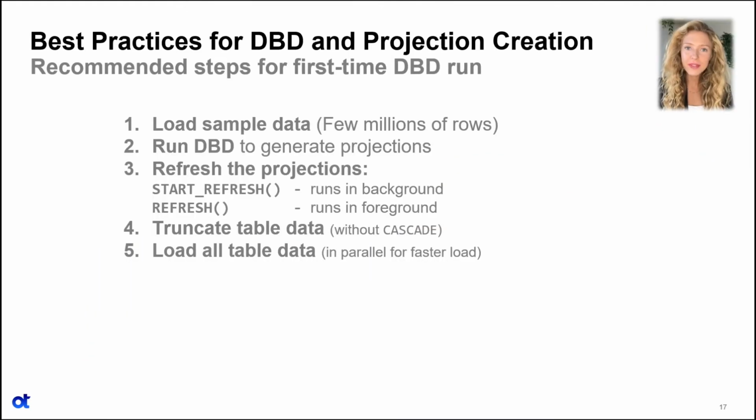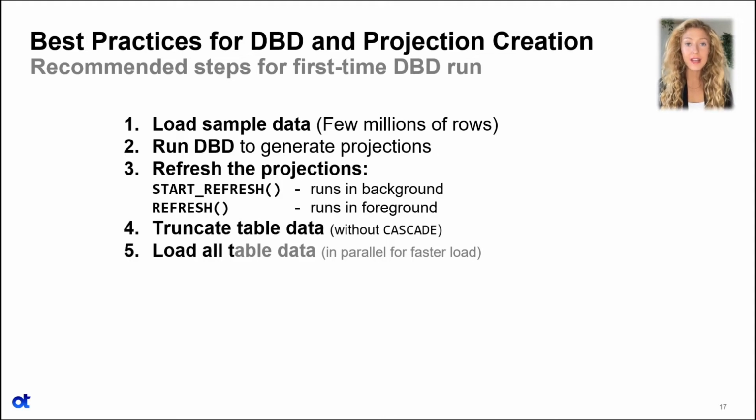For large tables, create projections in advance. After running Database Designer, named DBD, ensure the large fact table is not replicated and small dimension tables are replicated. As best practice, load a few million sample rows, run DBD, then confirm projections were refreshed. Truncate tables without cascade, then reload full data in parallel.